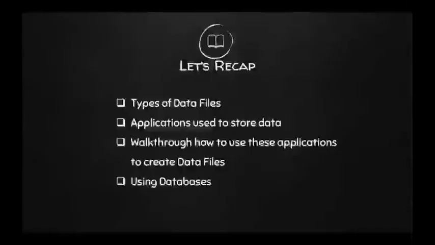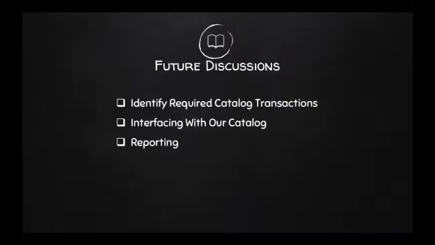So let's recap. We've discussed the different types of data files and the applications which you can use to store and edit these files, such as the fixed width files, the CSV files, the Excel spreadsheet, the JSON, and the XML. We've also walked through our first steps of building our product catalog in our database, and a quick look at using MySQL. Again, you can use any database you want. The commands we provide should work, and that'll give you the base setup for your database for a product catalog.